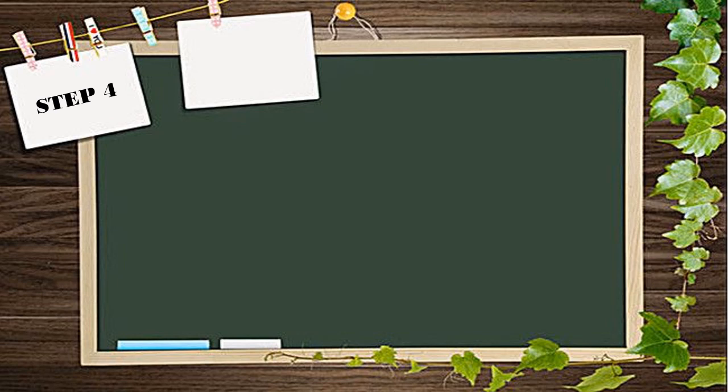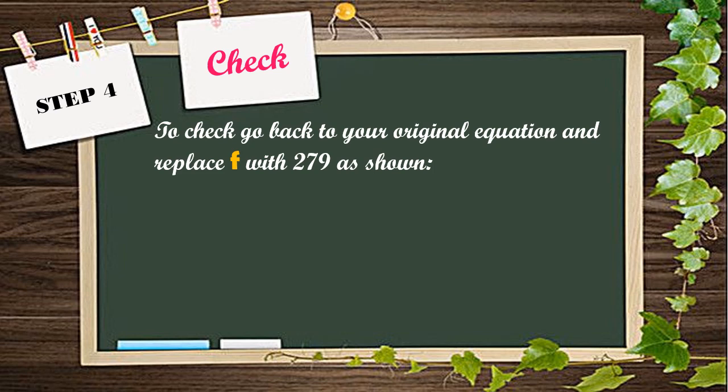Now, let's have our step 4. Let us check our work. To check, go back to your original equation and replace F with 279. 457 plus 264 plus F equals 1,000. That is our original equation. Now, let us replace F by 279.